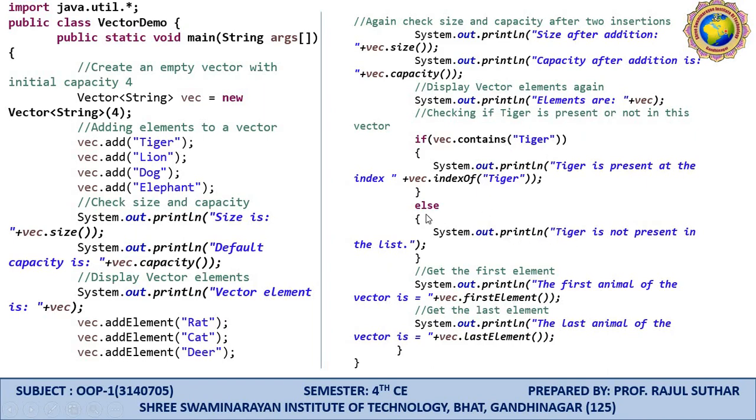Same way, if the condition is not satisfied, else System.out.println "tiger is not present". And System.out.println we are using the first element of the vector. So which is the first element? VEC.firstElement. This method displays the first element as well as the last element. It will show the last element is elephant, but we are adding three elements, three animals: rat, cat, and deer. So deer is the last element. So it will display the first element is tiger and the last element is deer.